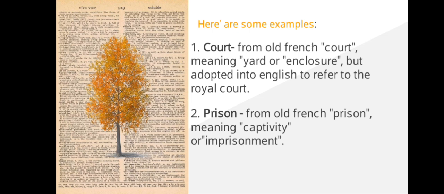First, we have court, from Old French court, meaning yard or enclosure, but adapted into English to refer to the royal court. Next is prison, from Old French prison, meaning captivity or imprisonment.